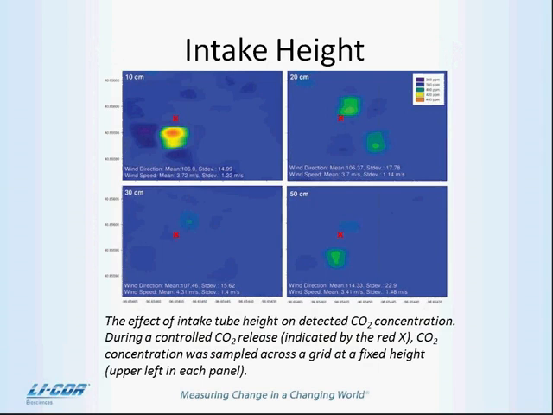An important consideration for these measurements is the intake height. A plume of CO2 emanating from the ground might dissipate not far from the ground. So in this example, CO2 was released from a point source from the ground at a rate of about 2 liters per minute. The red and yellow indicates a higher than usual concentration of CO2, but it was not easily detected at above 30 centimeters above the ground.